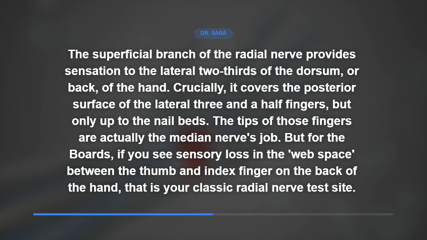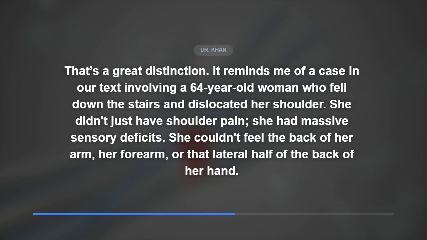The superficial branch of the radial nerve provides sensation to the lateral 2/3 of the dorsum, or back, of the hand. Crucially, it covers the posterior surface of the lateral 3.5 fingers, but only up to the nail beds. The tips of those fingers are actually the median nerve's job. But for the boards, if you see sensory loss in the web space between the thumb and index finger on the back of the hand, that is your classic radial nerve test site.